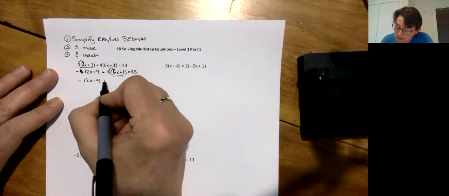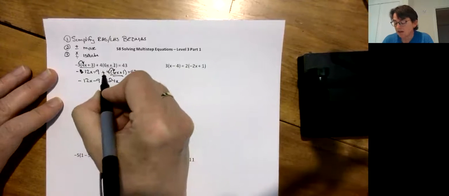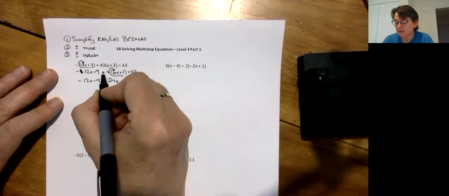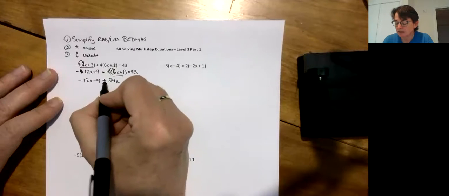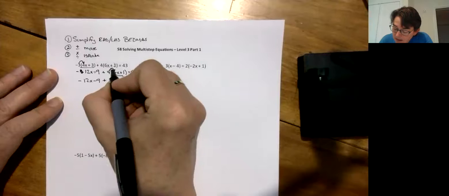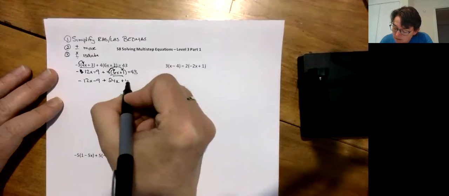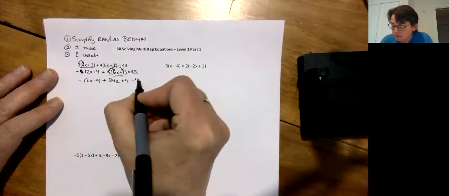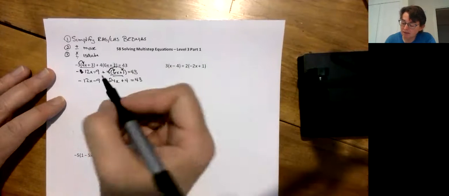4 times 6 is plus 24x. Now that plus, you can think of it as carried down, but basically it's plus 4 times plus 6, which gives you plus 24. And don't forget, we need to do this part. So 4 times 1 plus 4 is equal to 43. All right, I made all my brackets disappear.